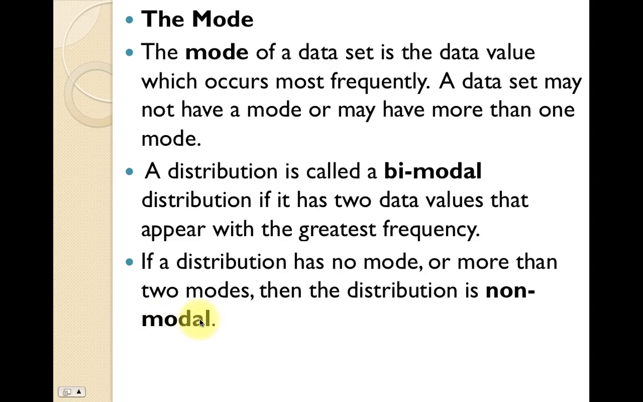If no number appears at great frequency, then it's also non-modal. So for example, if every number in the distribution were unique, where no one number appears more than once, it would be a non-modal distribution.